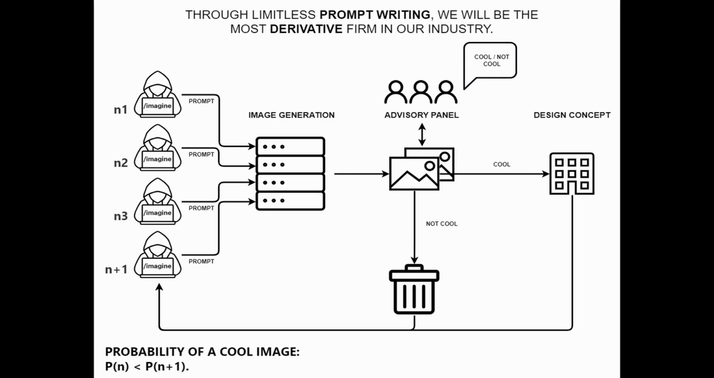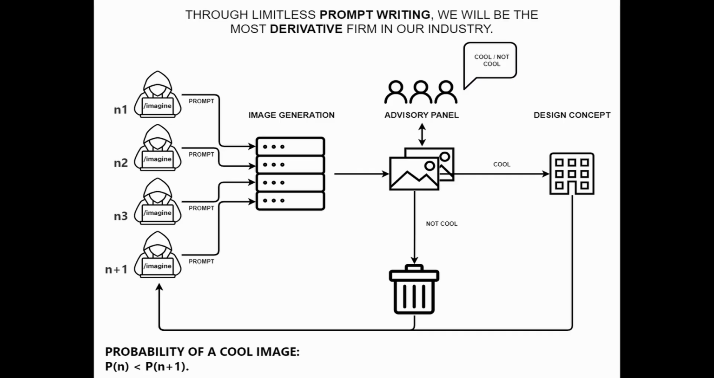Part 2. Image Generation Pipeline, Process Flowchart. An earlier diagram addressed the question of image generation directly. It took the form of a process flowchart, a genre Somerville associated with the operations manuals of medium-sized logistics firms. At the top of the diagram, a declaration: through limitless prompt writing, we will be the most derivative firm in our industry. Somerville read this several times. He was not certain whether it was a warning or a mission statement.